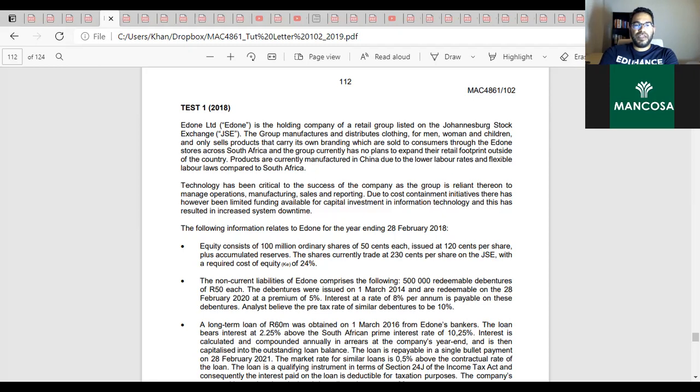So the next paragraph: technology has been critical to the success of the company and the group is reliant thereon to manage operations, manufacturing, sales, and reporting. Due to cost containment initiatives, there has, however, been limited funding available for capital investment in information technology, and this has resulted in increased system downtime. Okay, so there are some risk management issues over here.